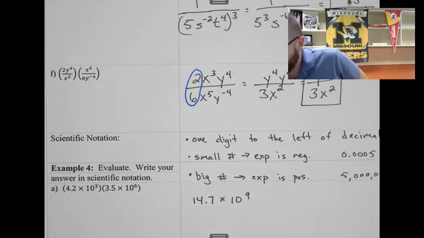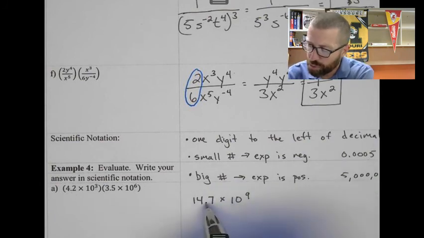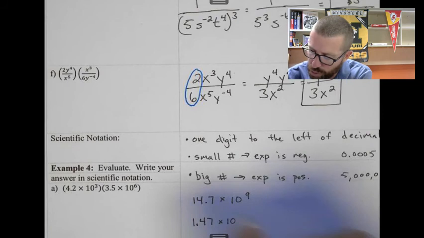Now this is not scientific notation. We need this number to be a little bigger. So I need to move this over here, 1.47 times 10 to the, and now because I moved it one more spot over, it's going to be 10 to the 10th.